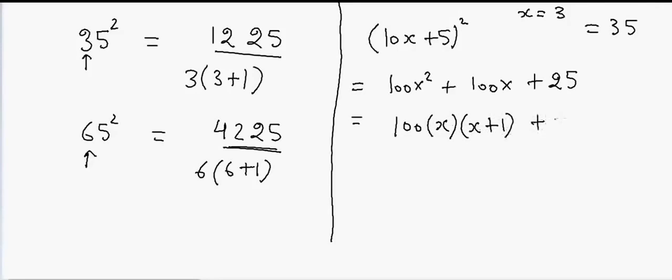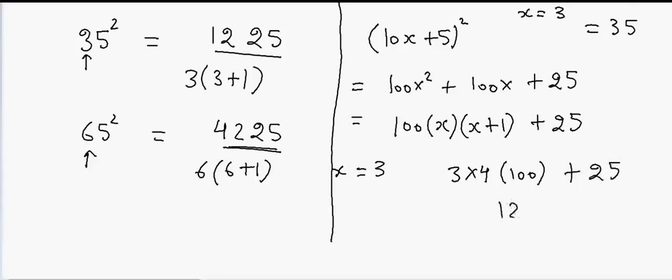So if we solve this, that will be equal to 100 into x into x plus 1, plus 25. So as you can see, we are taking the first digit and adding 1 to it, multiplying it by the first digit, then by 100, and then adding 25. So here if x is equal to 3, then we'll get 3 into 4 into 100 plus 25, so that will give me 1200 plus 25, so we'll get 1225. So this is how this trick works.